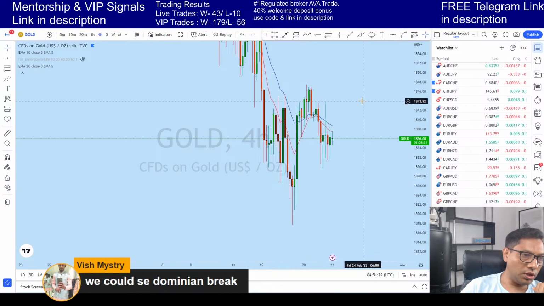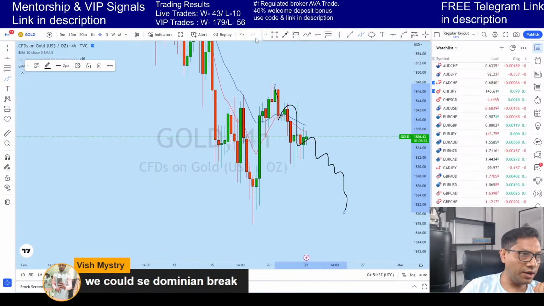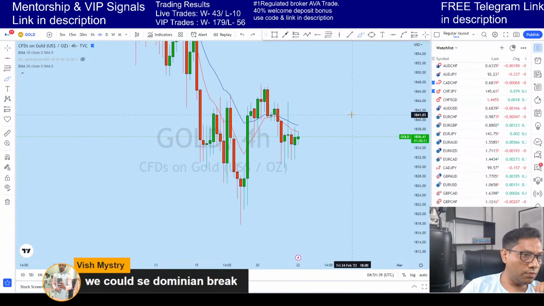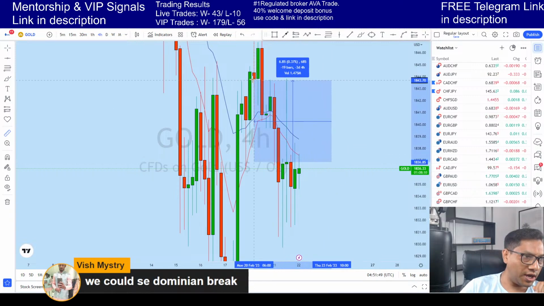Now gold, you can see that there is an impulse. It's slowly creating a downtrend. Now for gold to go bearish, you can see there is a long wick. When you see this kind of long wick, you can expect the price to go ahead and test at least half of the long wick.